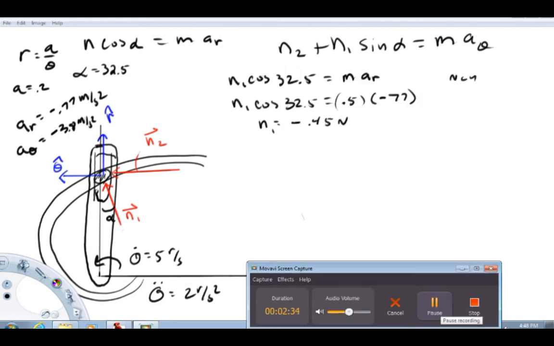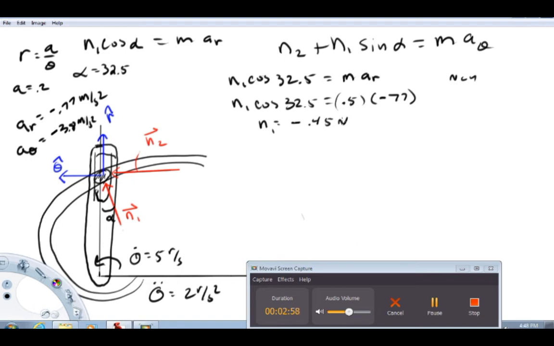Okay, I wrote out the first Newton's second law equation we had, N cosine alpha equals m a sub r. Little note here, looks like I forgot to put the subscript on this, but this N is coming from here in the free body. See the N cosine alpha, that's N1. So I'm going to go back and put a little 1 on there. So this equation is N1 cosine of 32.5 equals m a sub r. Putting in the values, it looks like I get a normal of about minus 0.45 newtons.